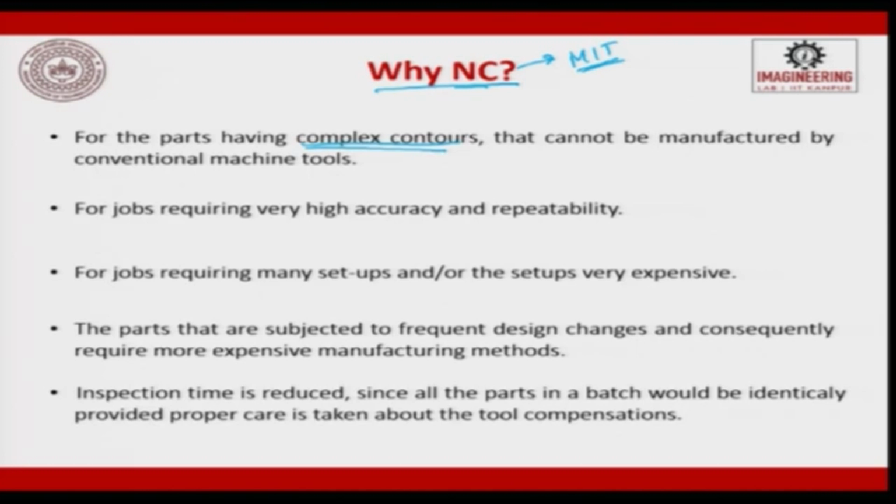Next, for jobs which need very high accuracy and repeatability, here accuracy we are talking about in terms of 1 micron resolutions, very high accuracies. Wherever we need very high accuracy and repeatability, the variation from part to part, variation from feature to feature has to be very less. That means the repeatability has to be as high as possible.